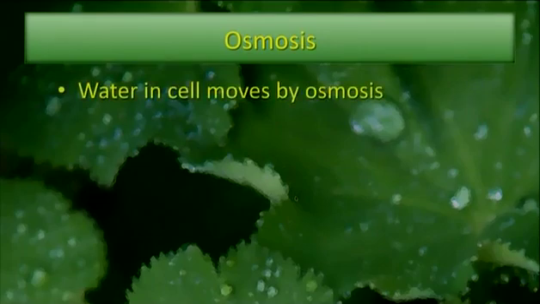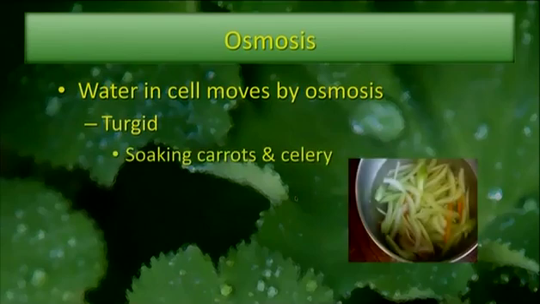So water in the cell moves by osmosis, right? And cells are usually turgid. That means that they're usually full of water, or they should be. They should be firm or swollen because of water pressure from osmosis. Just think of soaking carrots and celery or lettuce in water. It makes them more crisp, makes them turgid, makes them full of water.